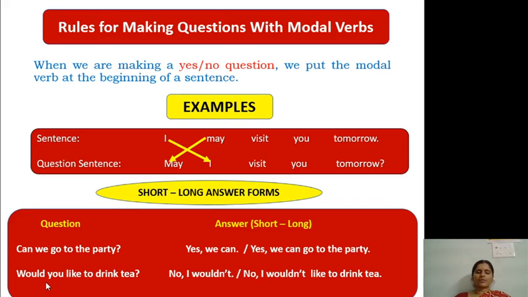Now, see the second question. Would you like to drink tea? Here, I've used the modal verb would to frame the question. Would you like to drink tea? The possible reply would be like, no, I would not. No, I would not like to drink tea. So, this is a short answer and this is a long answer. So, this is how we can answer such questions.